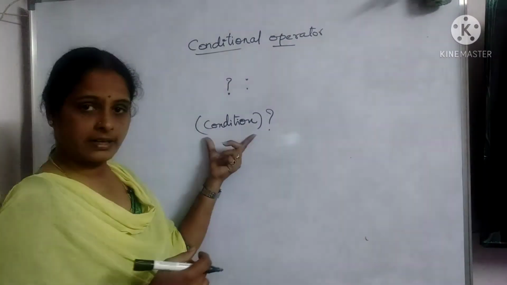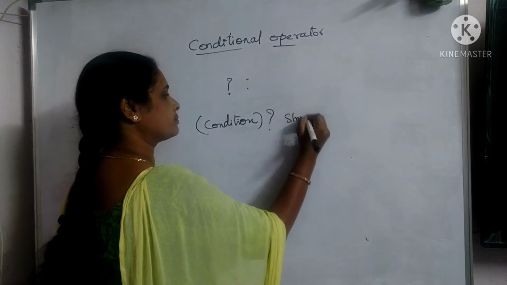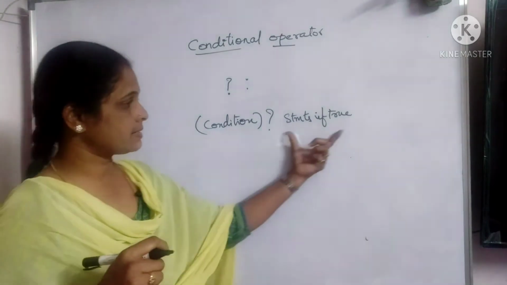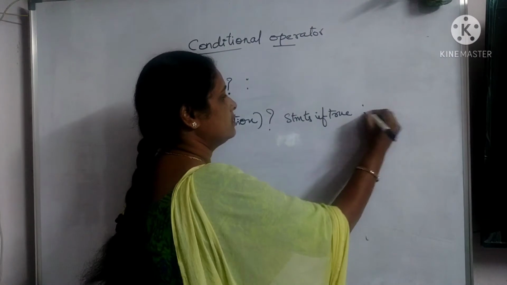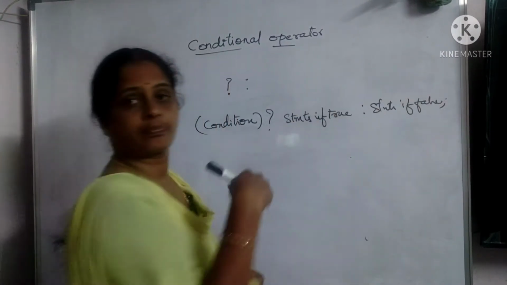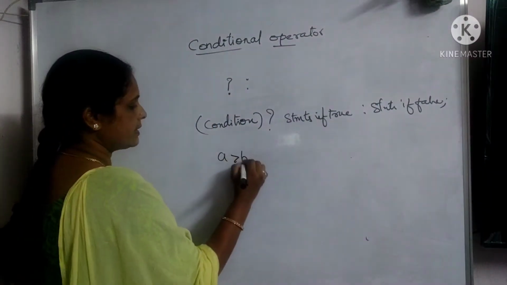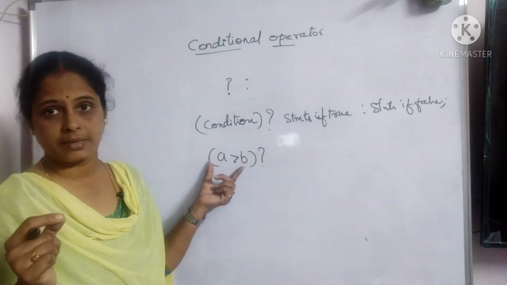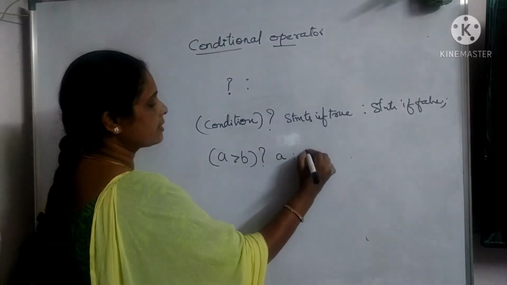That is, if this condition is true, the immediate statement will be executed: statement if true. That means if the condition is true, what should happen? Else, statement if false. If we talk about the previous case, A greater than B was our condition. If A is greater than B, then I have to display A. So simply write A else B.